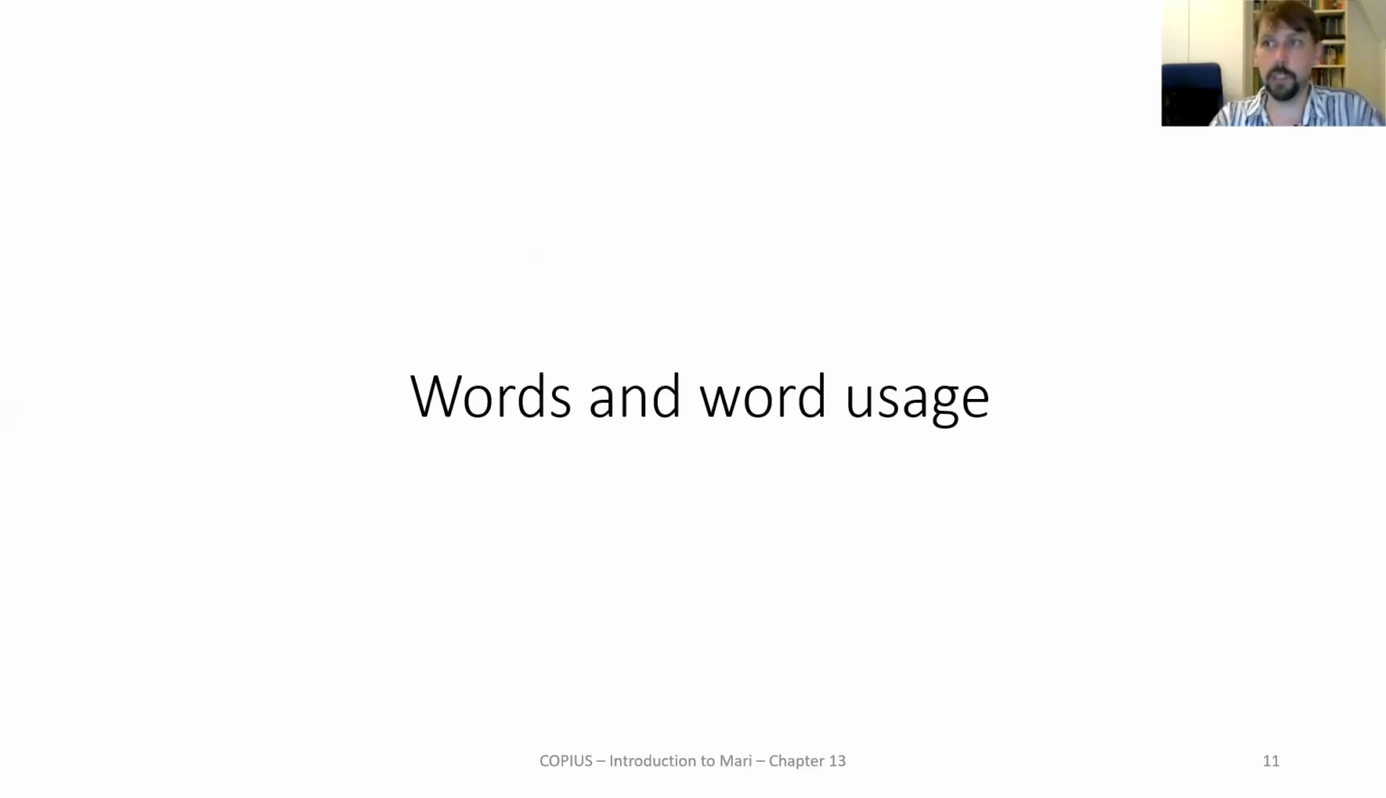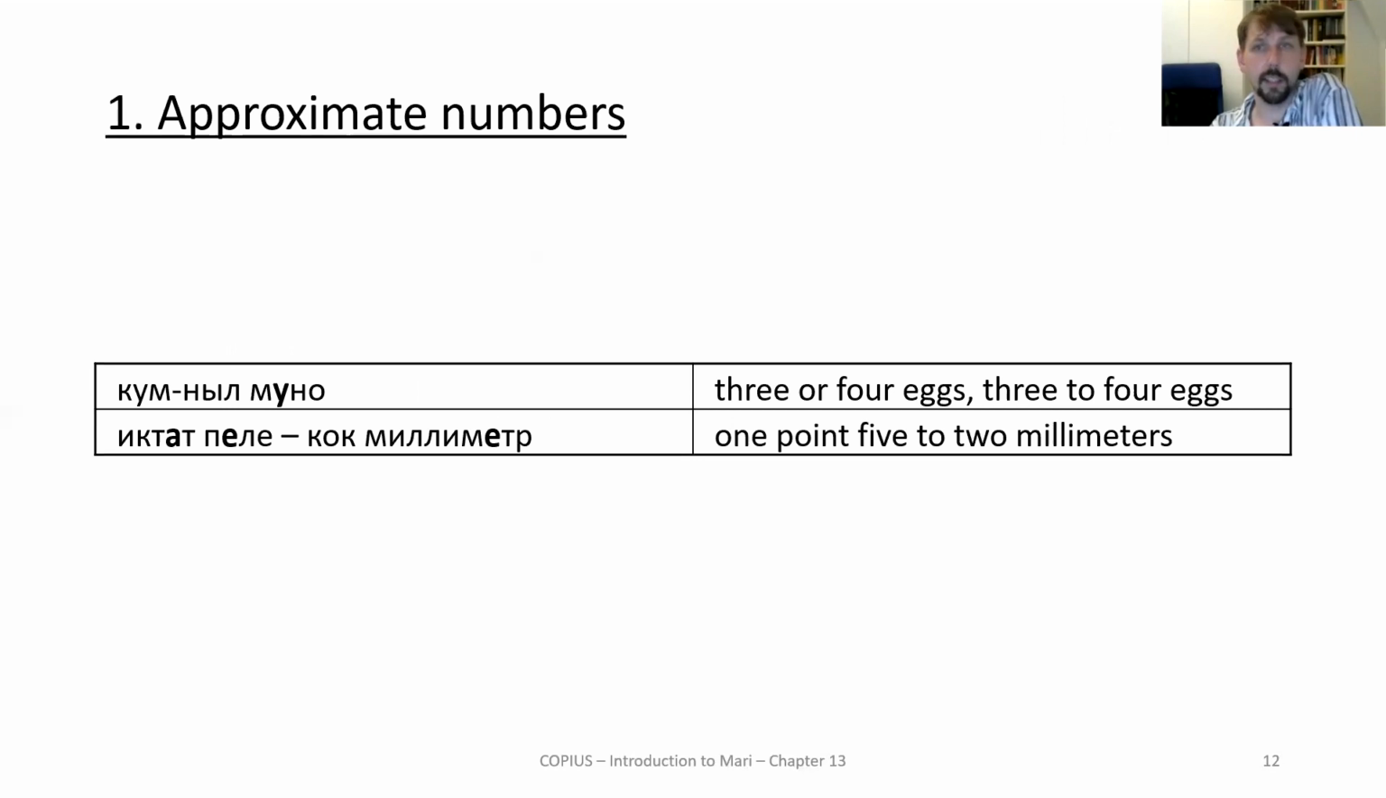Okay, words and word usage. There's not that much of that this week. We're seeing how approximate numbers can be formed by just juxtaposing two numbers to have an interval. If you want to say 3 or 4 eggs, you just say 3, 4 eggs. If you say 1.5 to 2 millimeters, you say 1.5, 2 millimeters. Often students will get insecure when they see a hyphen in a number interval and say, okay, what do I say here? In Mari, if you don't know what to say, don't say anything, because the Maris just like to juxtapose things with no conjunctions.